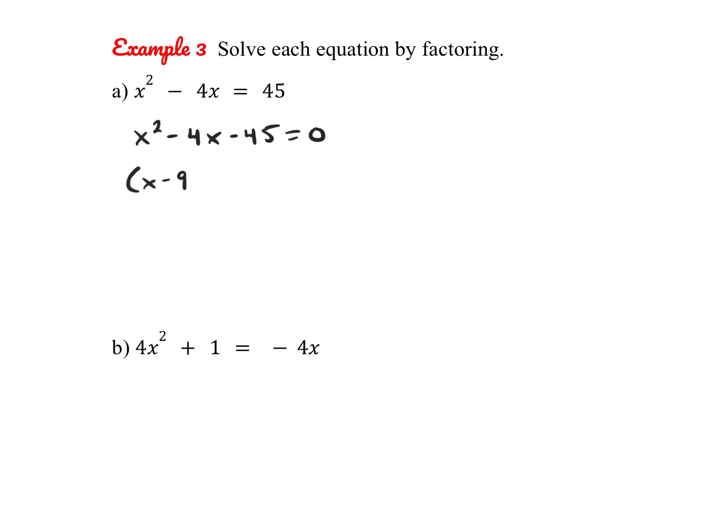In this case, we can do x minus 9 times x plus 5 equals 0. Please do not lose your equal sign in any step. It needs to be an equation in every single step. From here, this is when we're going to use the zero product property. And I oftentimes will abbreviate this with ZPP.